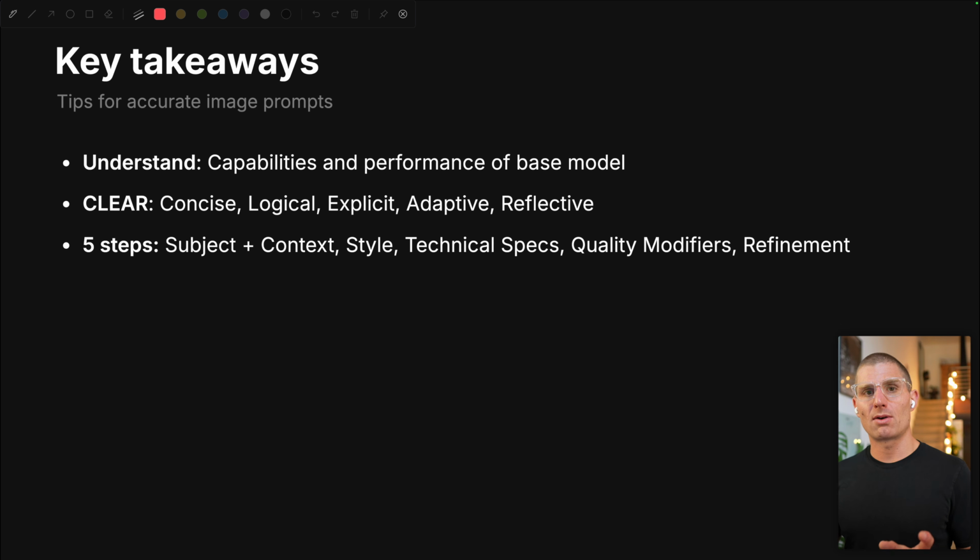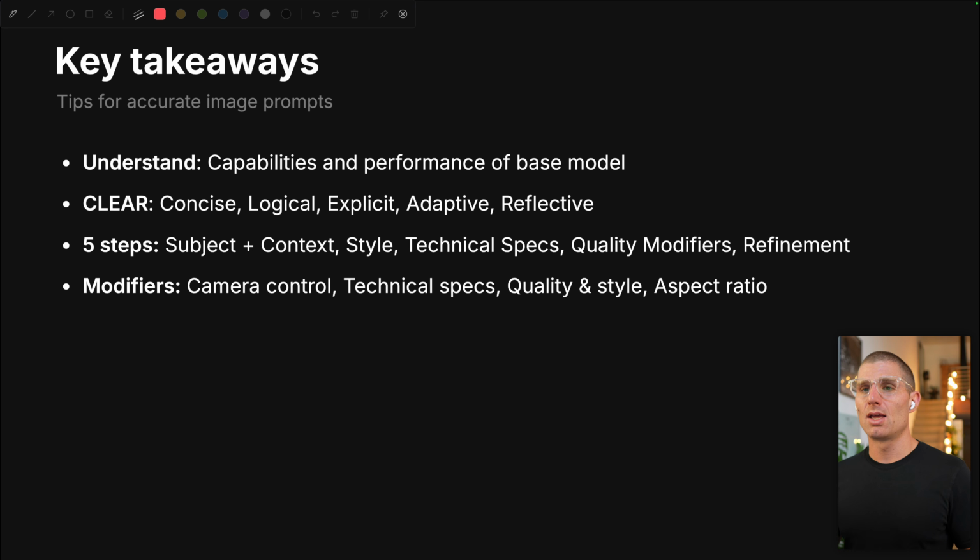From there, we're going to talk about our 5 steps, right? Subject and context, style, technical specs, quality modifiers, and refinement. Talked about examples of all those things. Our modifiers, which include camera control, technical specs, quality and style, and aspect ratio. Those are the 4 modifiers we discussed. Modifiers and technical specs, rather. These are all important, and I gave you some examples of how to use each of these things.